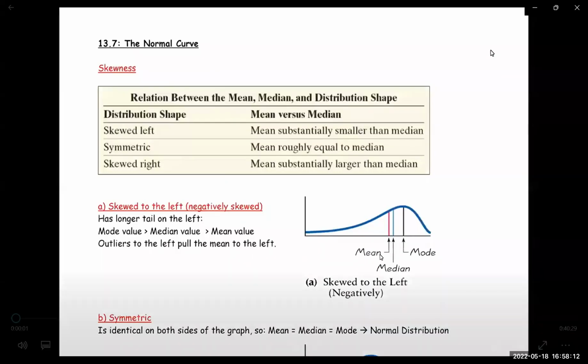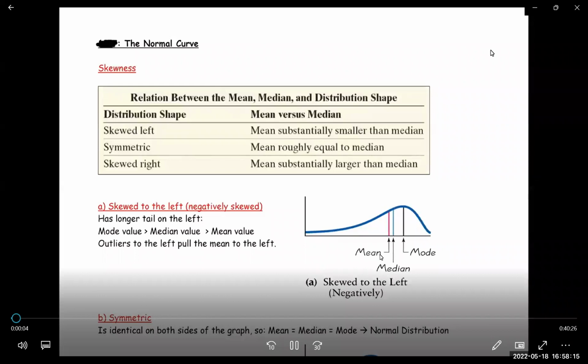All right, so let's change the number again from 13.7 to 12.5.